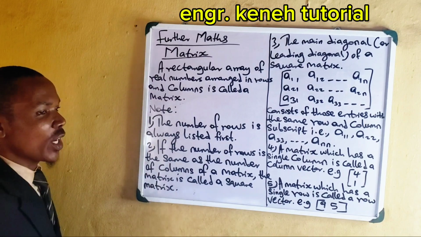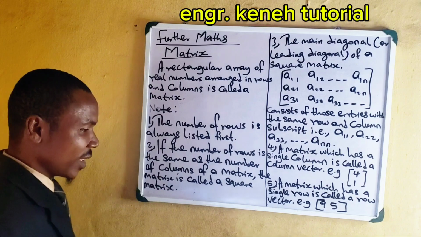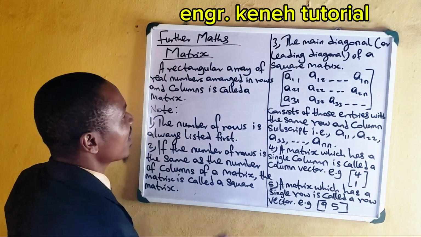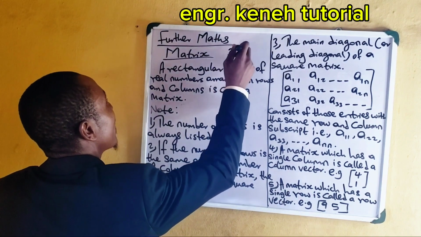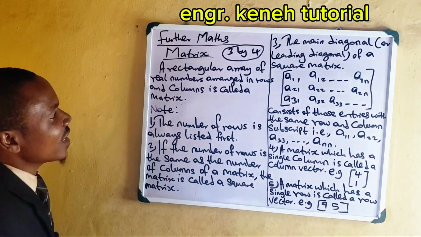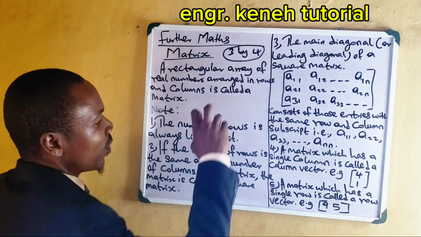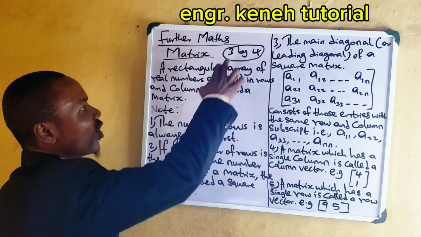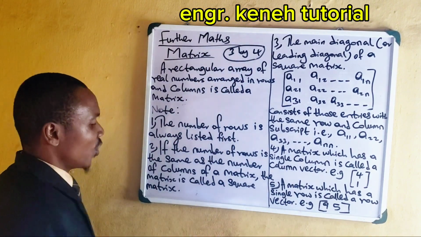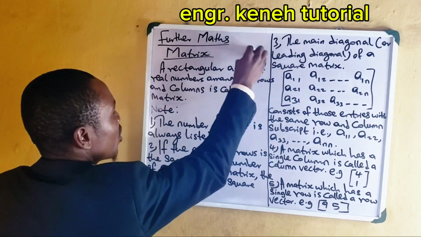Note, the number one thing we need to know is that the number of rows is always listed first. So if you want to call a matrix, you say maybe 3 by 4 matrix. If you say 3 by 4 matrix, this simply means that the first number should be the number of rows, while the second number should be the number of columns. It will not be number of columns and then number of rows. Number of rows will come first before number of columns.